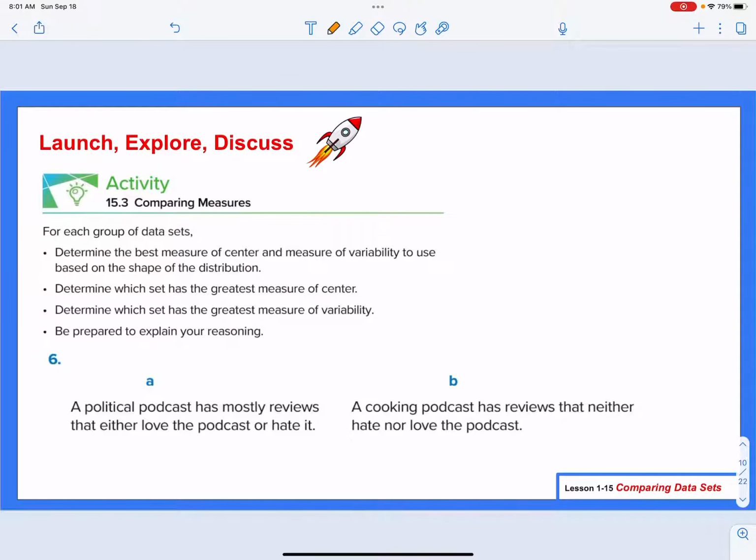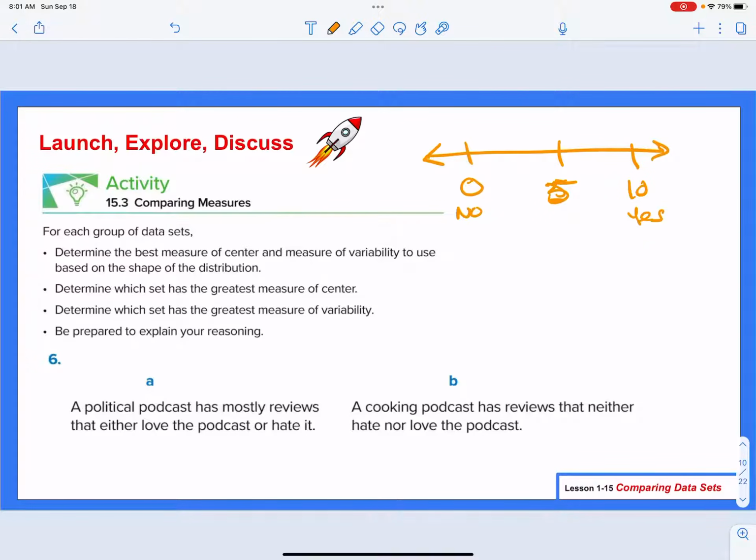A political podcast has mostly reviews that either love the podcast or hate the podcast. Okay. So we have kind of two choices. A cooking podcast has reviews that neither hate nor love the podcast. All right. So in this case, we don't have a graph to look at. So let's think about, let's make a graph. Let's do this. If I made a table like this, where 0 was how much you liked it, and 0 to 10, kind of your range of likes, okay? So this is like, no, I don't like it, and yes, I love it.